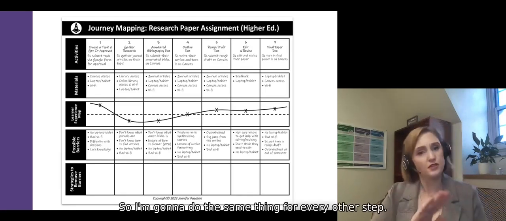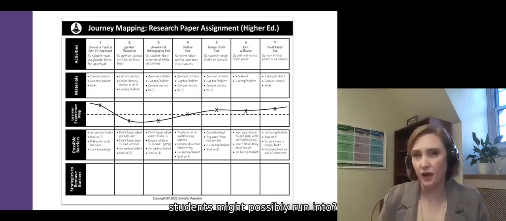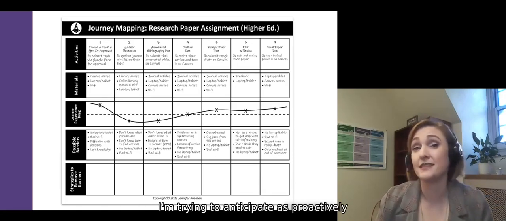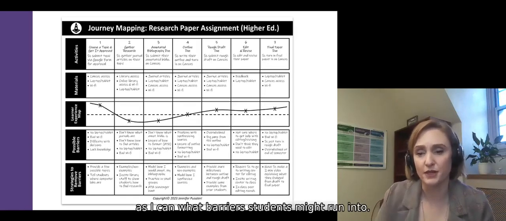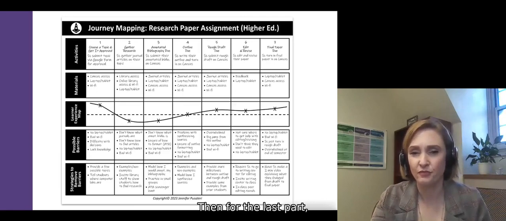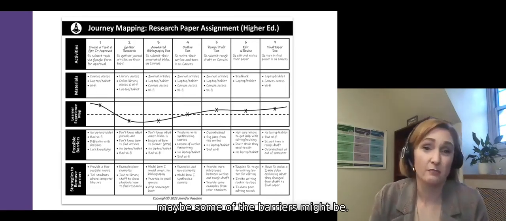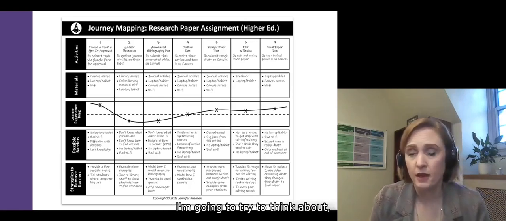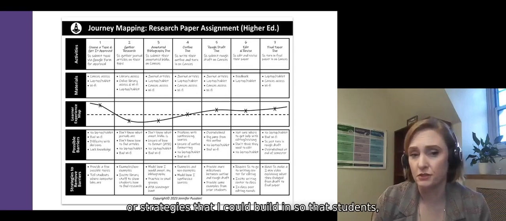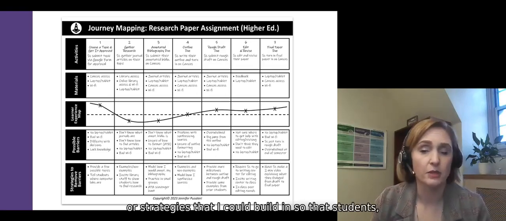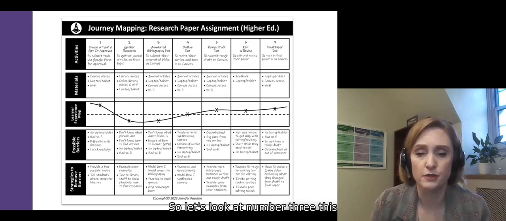part. And so I'm going to do the same thing for every other step. What are some of the problems I think students might possibly run into? I'm trying to anticipate as proactively as I can what barriers students might run into. And then for the last part, now that I've identified what I think maybe some of the barriers might be, I'm going to try to think about, are there proactive solutions or strategies that I could build in so that those barriers are removed for students.